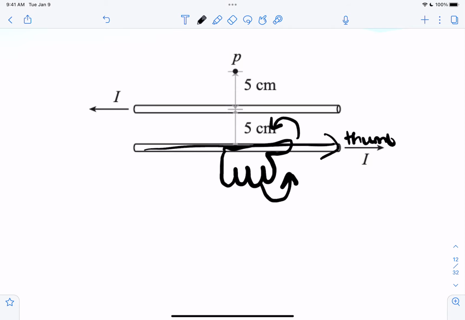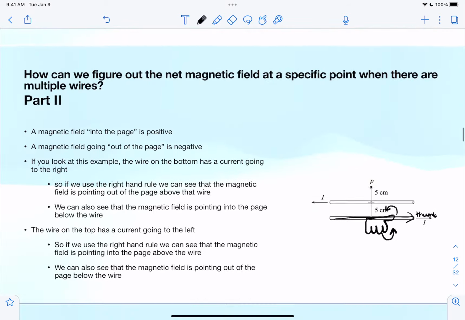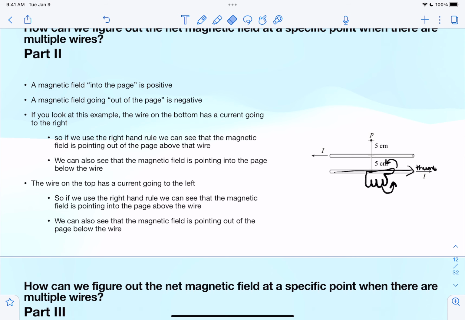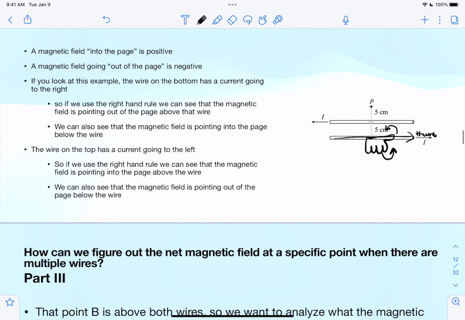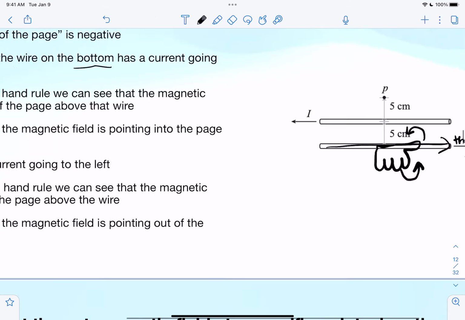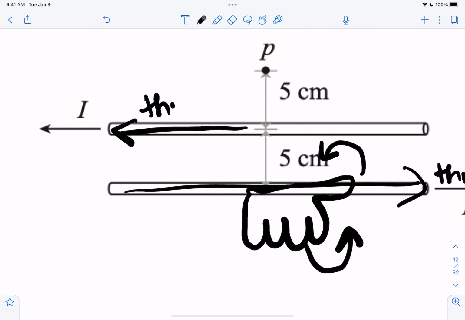You'll probably see it here in a sec. But we can also see that the magnetic field is pointing into the page below the wire, and out of the page above the wire, for that bottom wire. For the top wire, you have your current, your thumb, pointing this way. Now, can someone tell me what direction the magnetic field would be pointing, into or out of the page, at the bottom of the top wire alone?